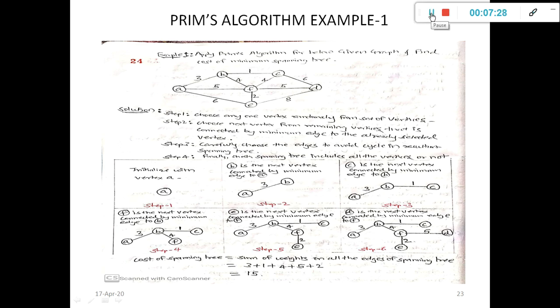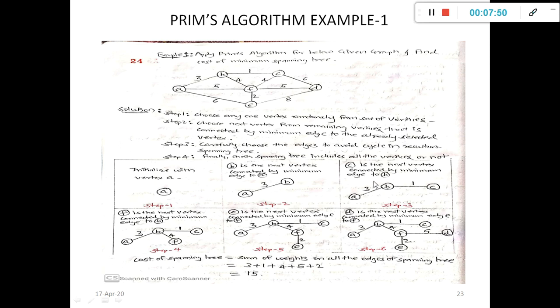While connecting the next vertex to the subtree, choose the edges carefully to avoid a cycle in the subtree. Now you will get a subtree from A to B with distance 3, as shown in step 2, and it also does not include any cycle in the subtree.